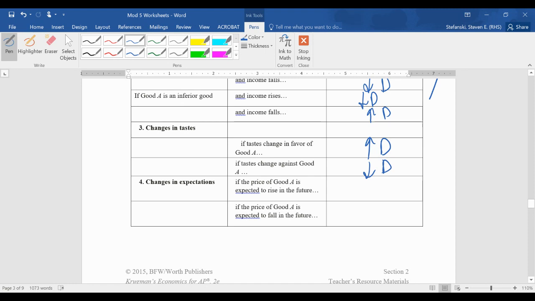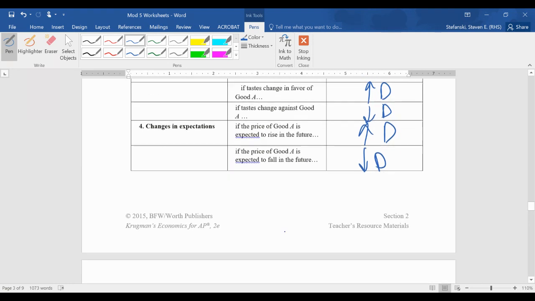Then changes in expectation. If the price of good A is expected to rise in the future, what's going to happen today? You're going to buy more today, so your demand will increase. And if you expect future prices to fall, you're going to buy less today because you're going to buy more in the future.